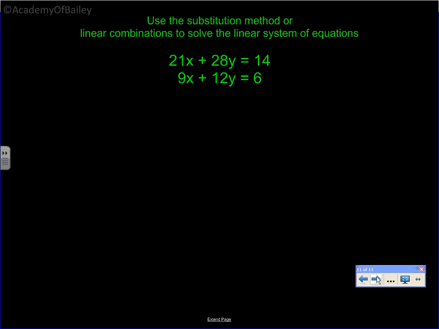And the last one here, we have these two equations. What are we going to do? It's a tough one. We know substitution is not going to work as it stands right now. So what are we going to do? I know 9 times the number is not going to give me 21, and I know 12 times the number is not going to give me 28.